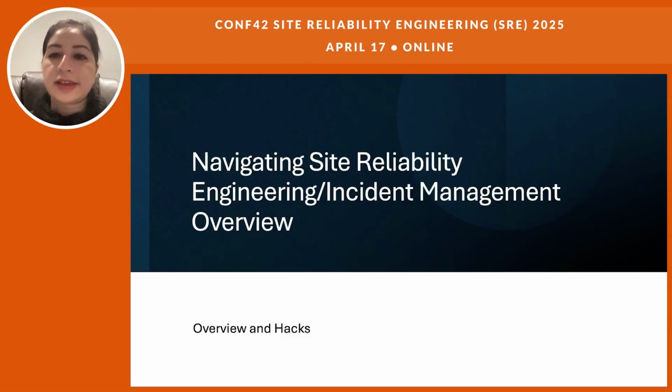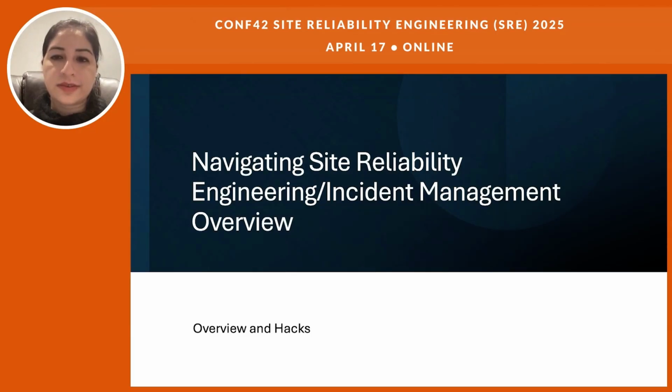Everyone. Today I'm really excited to talk about a critical aspect of IT operations that ensures the stability and reliability of our systems, site reliability engineering, or SRE as you may know, and incident management. These processes are the backbone of any organization's ability to deliver seamless services to its users while maintaining operational efficiency.